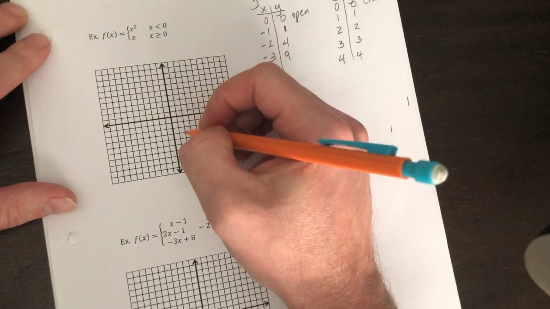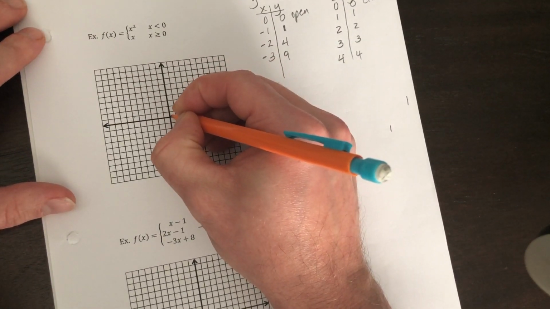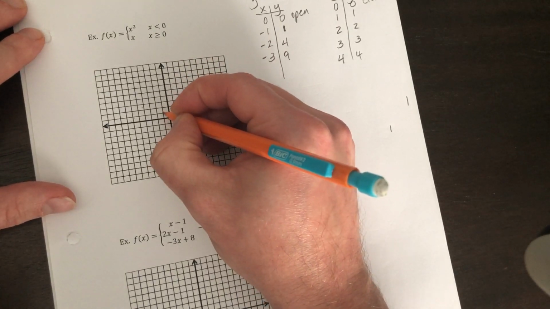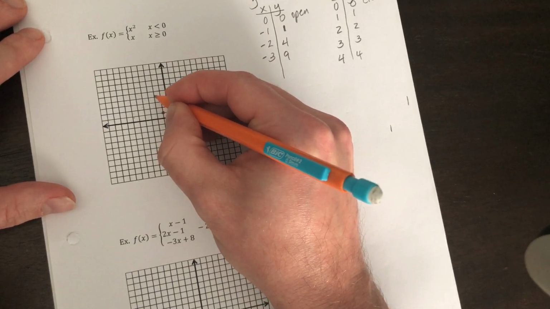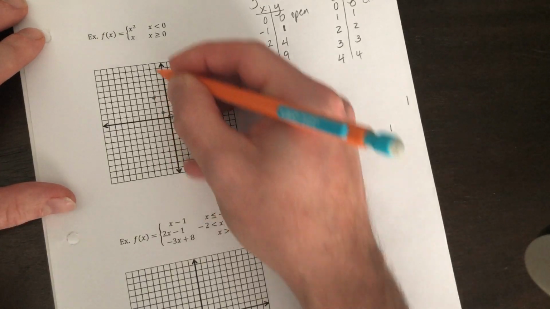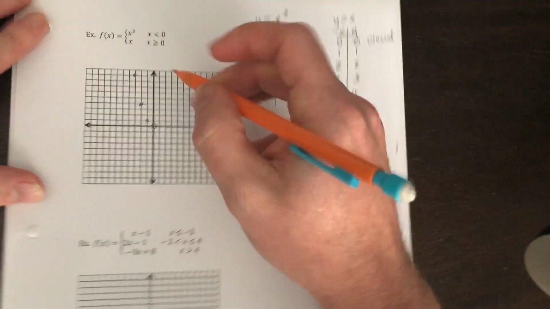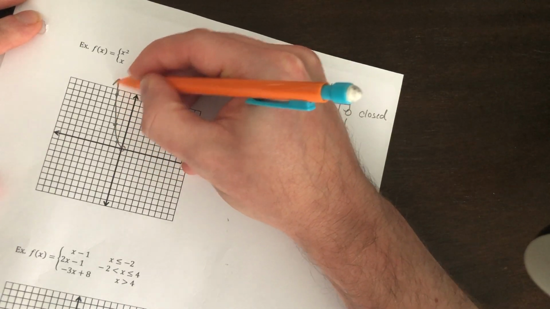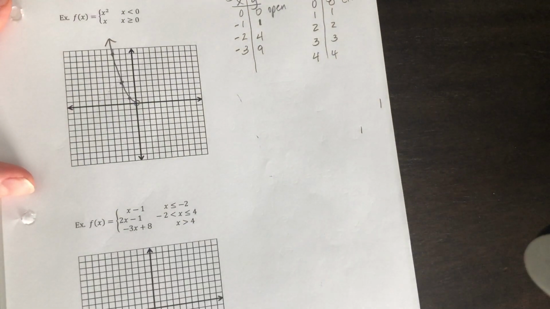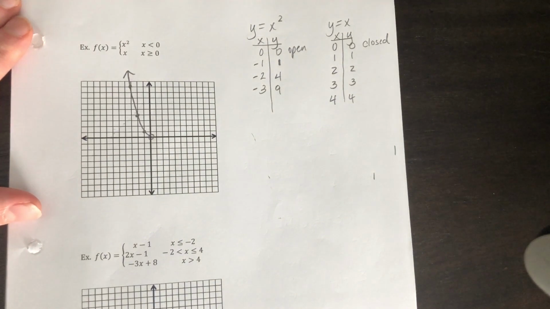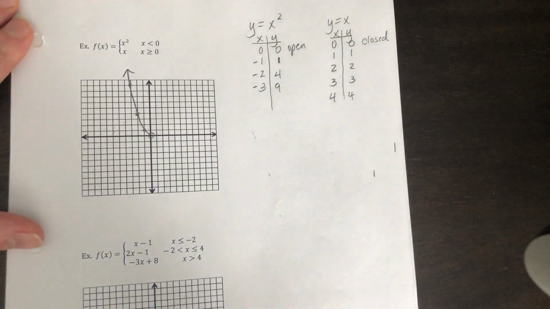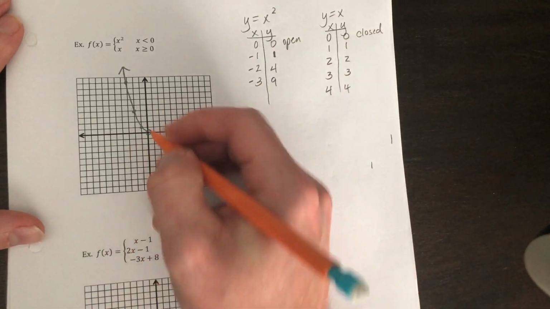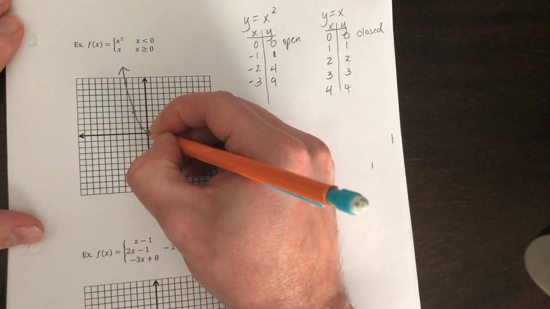So we're going to plot the point 0, 0. It's going to be open. -1, 1. -2, 4. And -3, 9 is up here. So it looks like that. And then we got the point 0, 0, 1, 1, 2, 2, 3, 3. Now, 0, 0 is going to be closed in right here. It was open right here, so I'm going to go ahead and color it in.